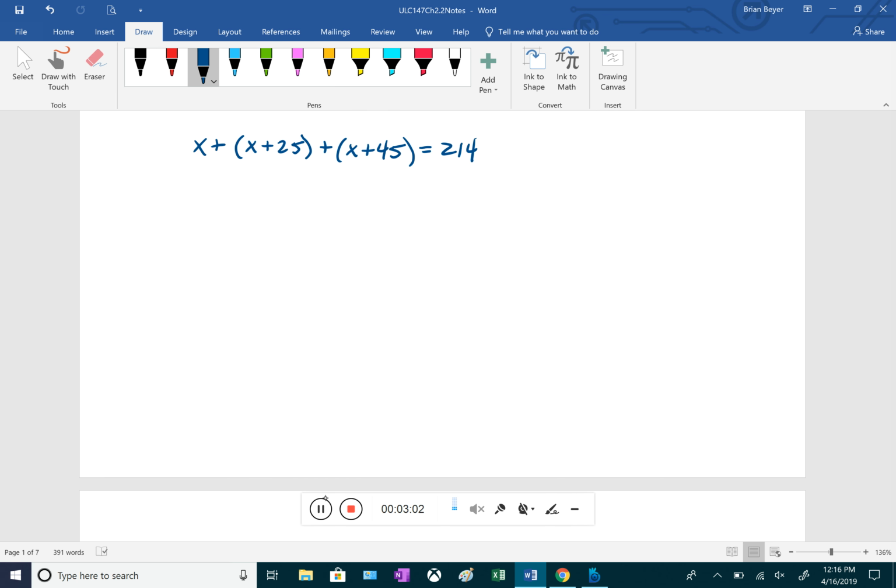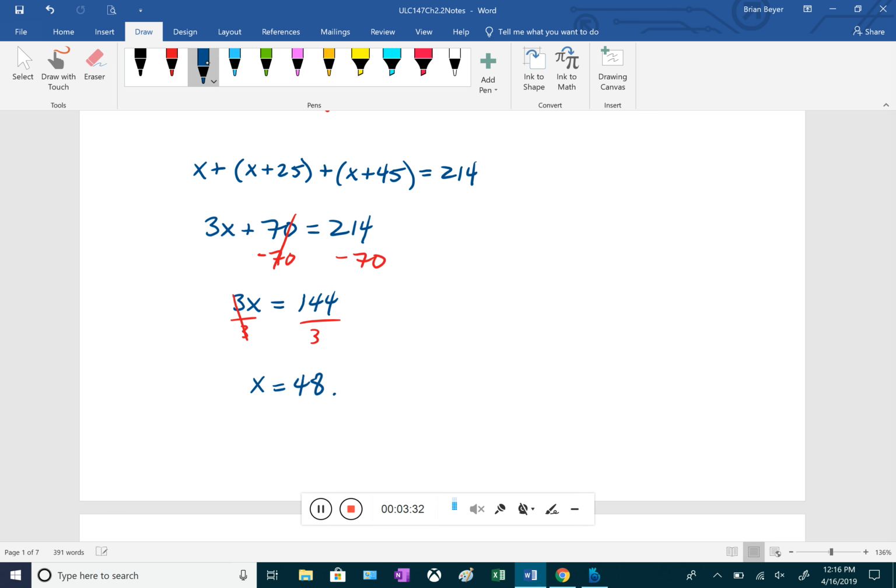So it's going to be x plus x plus x, which is 3x. 25 plus 45 gives us 70. And we have to subtract 70 on both sides. So we get 3x equals 144. Divide both sides by 3, and we get x equals 144 over 3, which is 48.